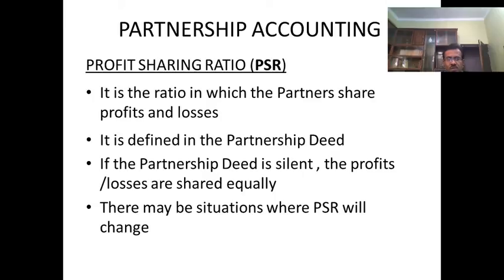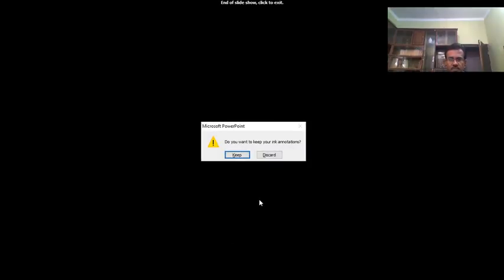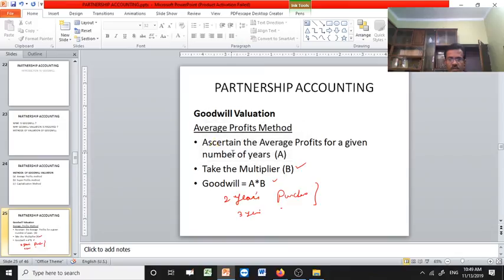Profit sharing ratio is the ratio in which the partners share profits and losses. It is defined in the partnership deed. If the partnership deed is silent, profits and losses are shared equally. There will be situations where PSR will change. When does the PSR change? On decision of the partners, excluding admission, retirement or death scenario. On admission of a new partner, or retirement or death of an existing partner. These are the situations where you change the profit sharing ratio. So with that, we have come to the end of the session.